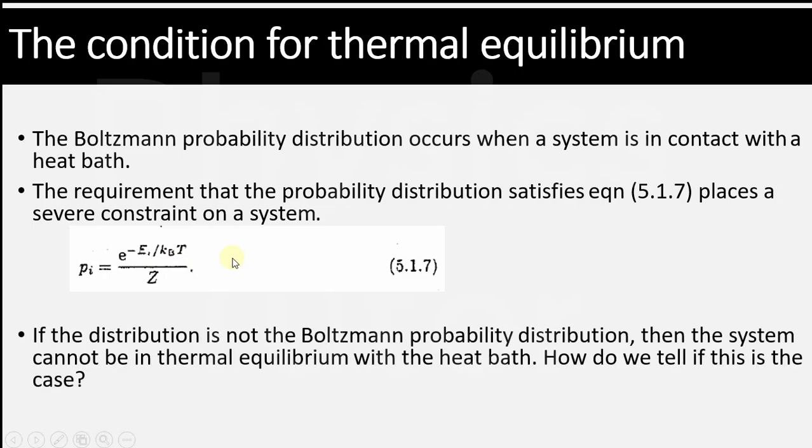So if the distribution is not the Boltzmann probability distribution, then the system cannot be in thermal equilibrium with the heat bath. How do we tell if this is the case? This is the question for all of you. If you know how to identify this case when the Boltzmann probability distribution is not given, leave your answer in the comment section.